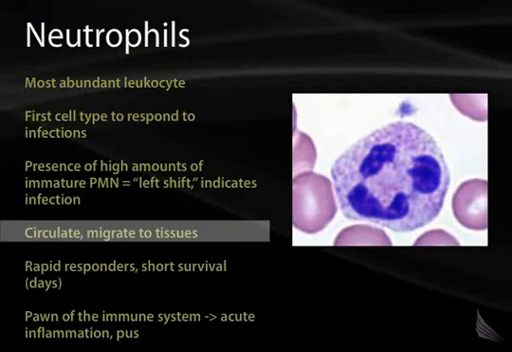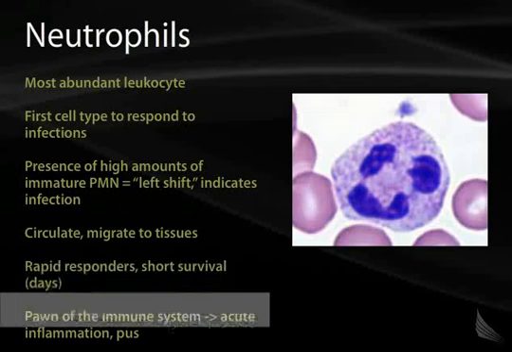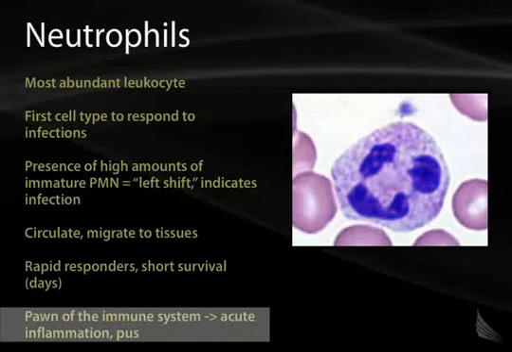These cells are rapid responders, and their survival is very short, on the order of days. They're often referred to as the pawn of the immune system, because they're the first one that gets sent in, and also because they have a very short survival. They're intimately involved in acute inflammation and always used as a marker of acute inflammation, and also involved in pus. So if you ever see pus on the boards, then you automatically should think neutrophils or PMNs.